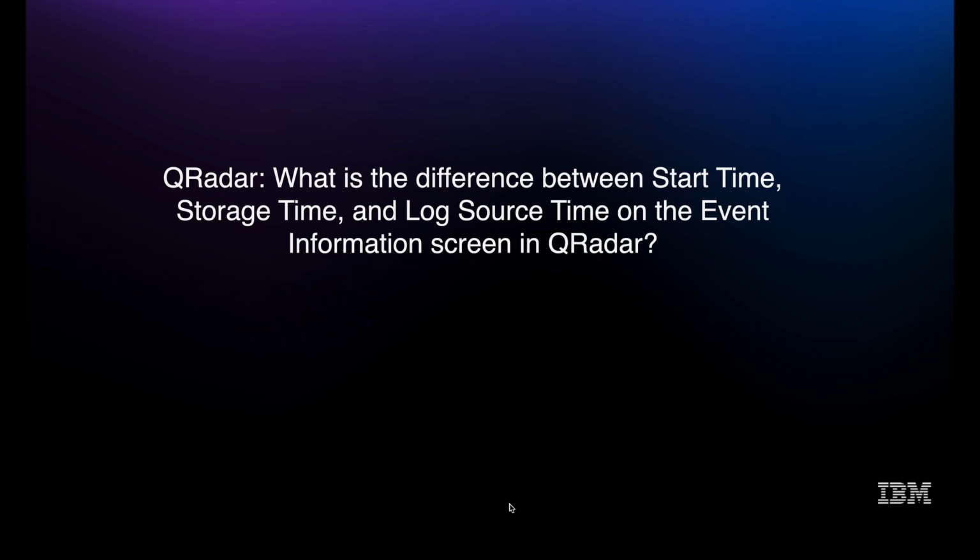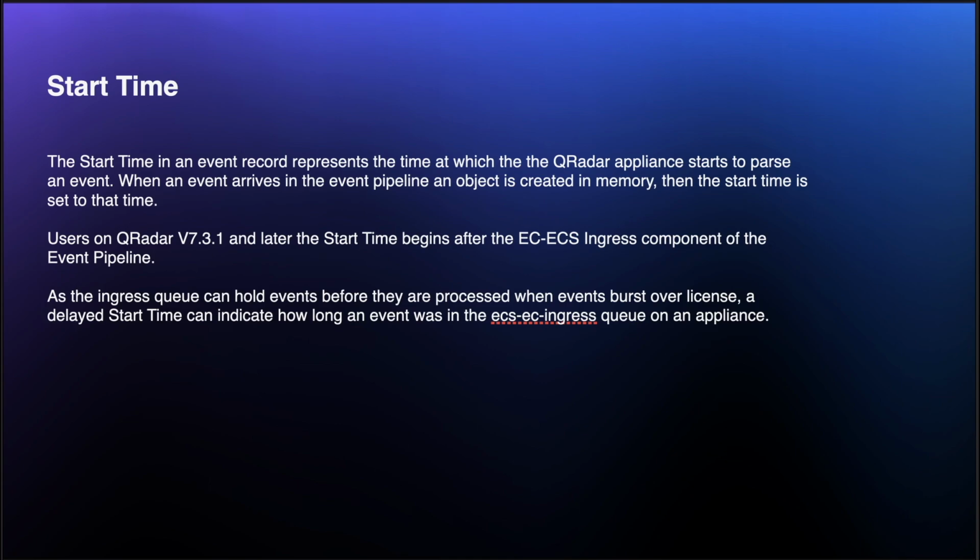Now we will start with the first timestamp, which is start time. The start time of an event record represents the time at which the QRadar appliance starts to parse an event. When an event arrives in the pipeline, an object is created in memory, and the start time is set to that time, which means this is the moment when QRadar begins processing an event.